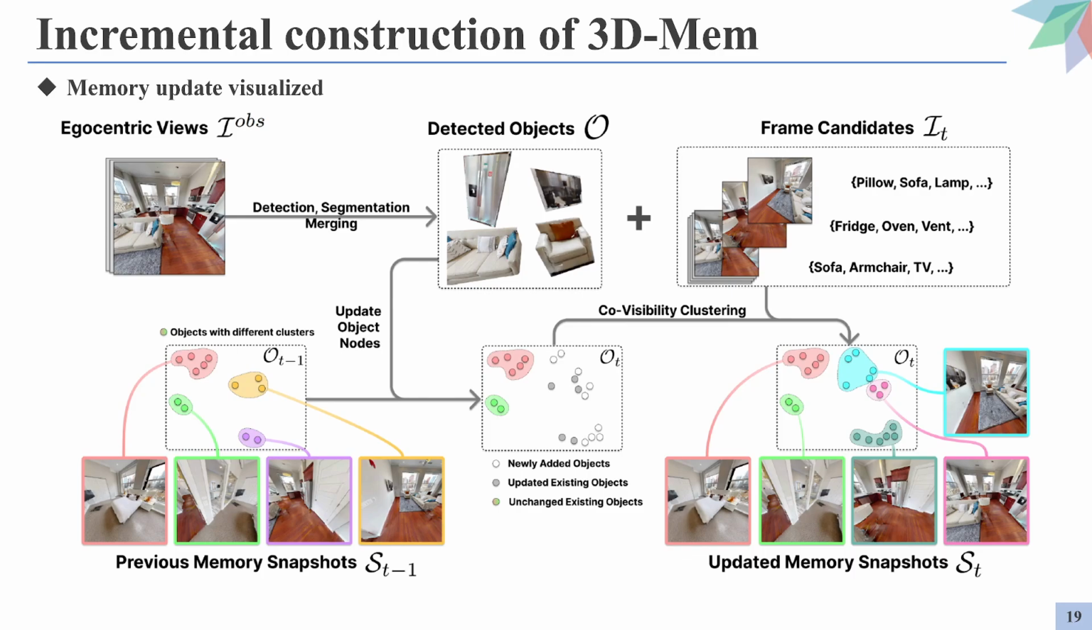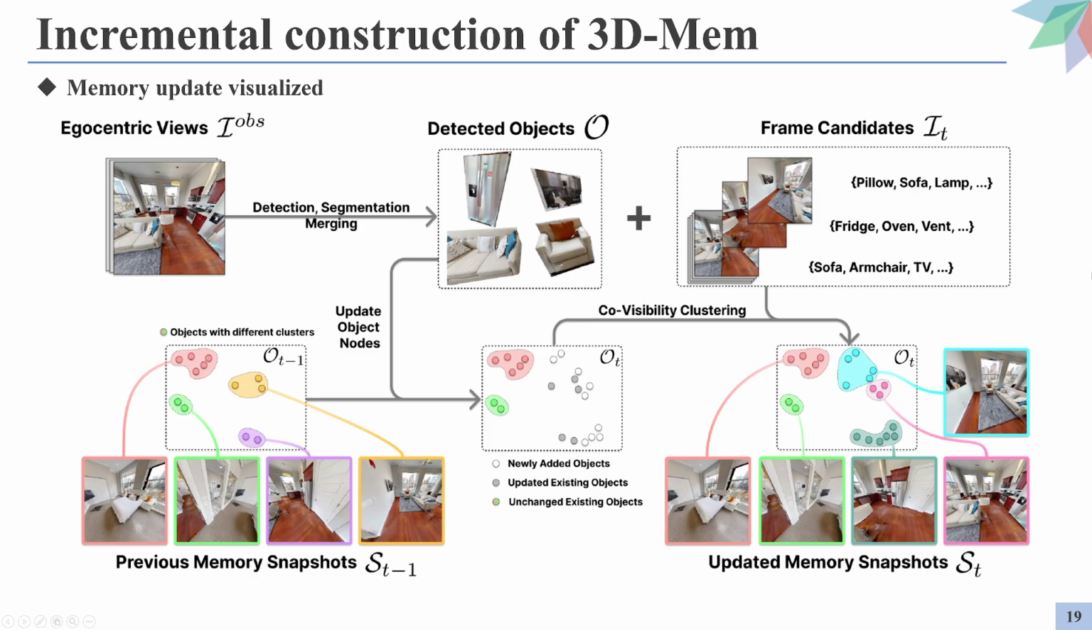If there is no overlap between a memory snapshot and the detected objects, the memory snapshots remain untouched, such as the colored ones right here. However, if overlapping objects are found, the corresponding memory snapshots are marked for reclustering along with the newly captured frames, as with these gray-colored clusters.